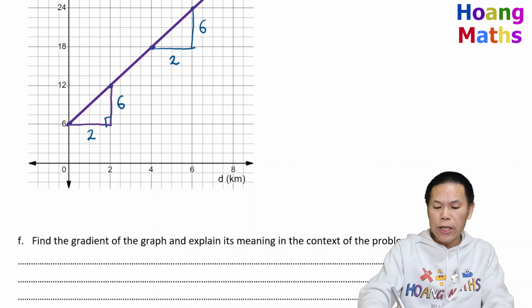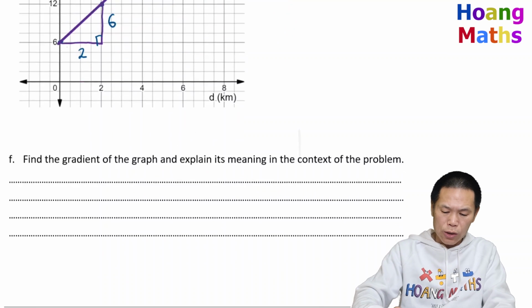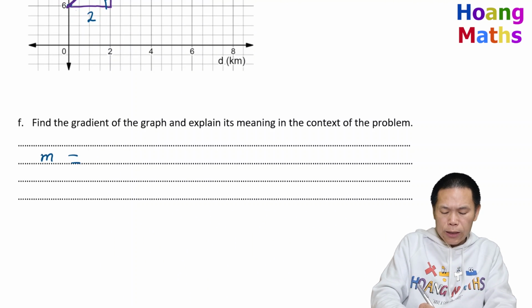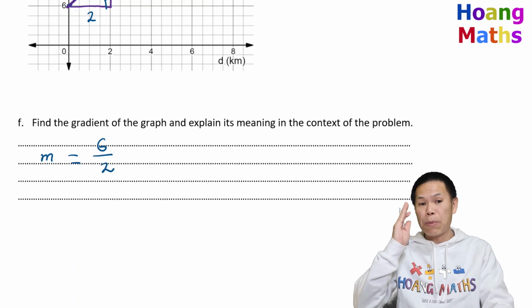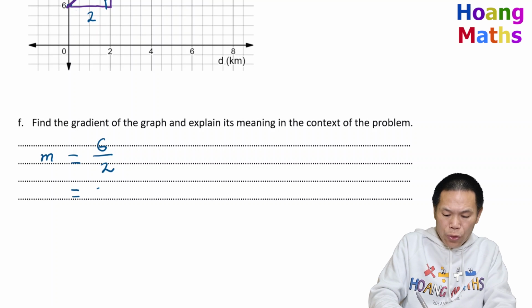And because the line is going like this, M is positive. The gradient is positive. So let me just write this down. The gradient is rise 6, run 2, and it has a positive gradient. Okay, keep that in mind. So that will give me 3.